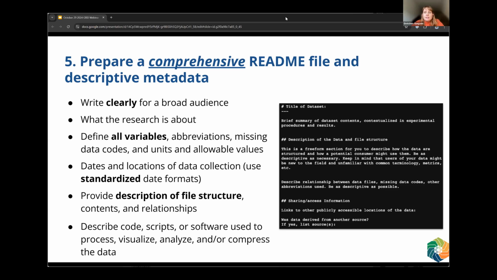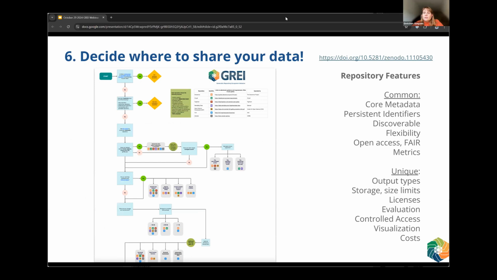And then our final step, number 6, is to decide where to share your data. So Aaron just talked about this. There are lots of factors that can go into a decision of where you want to share. What's the best place? A discipline-specific repository is usually the best place if it exists, but it may not. In addition to the chart that Aaron showed, there's also the flow chart that the GREI group has put together to help aid in decision-making about which GREI repository to use.